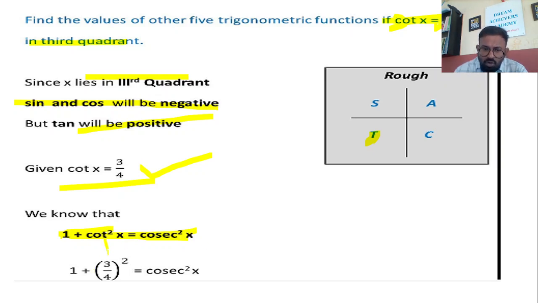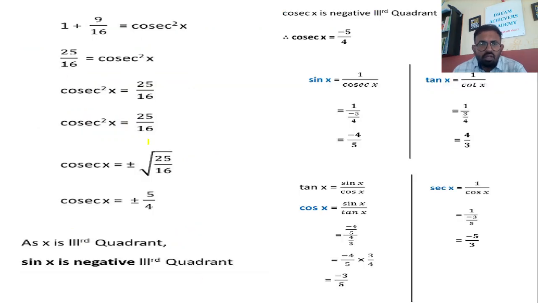So they have given the cot x value 3 by 4. So (1 + 3/4)² equals cosecant² x. Next, here I solved it. So 1 plus 3 by 4, that is nothing but whole square, 9 by 16 equals cosecant² x. If I take LCM and add it, 16 plus 9, 25 by 16 equals cosecant² x.